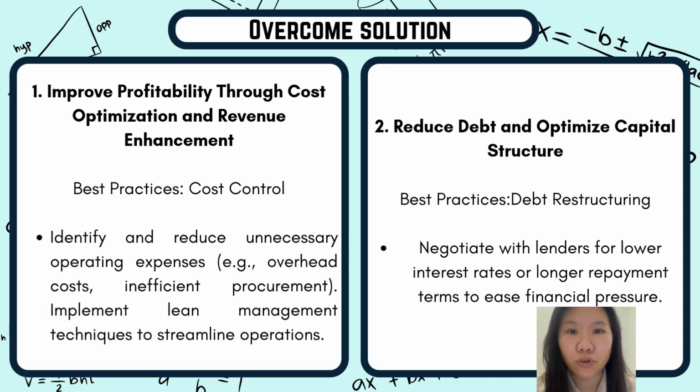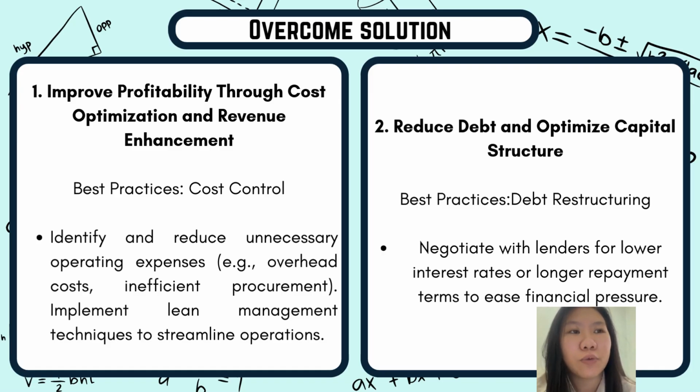And of course, we found some solutions to overcome these two main financial problems that occur in our company. So the first one is to improve our profitability through cost optimization and revenue enhancement. The best practice is cost control, where we can identify and reduce unnecessary operating expenses such as overhead costs and inefficient procurement. The lean management technique implementation is to streamline the operations.